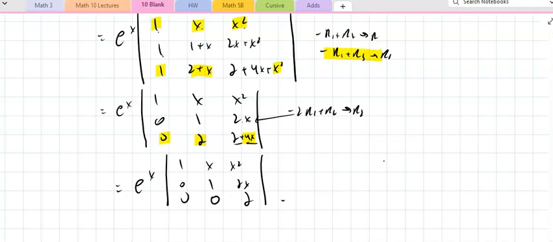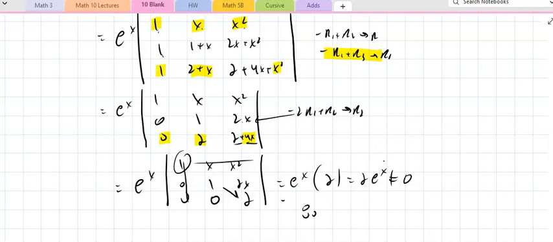There we go. And now if I take this row and column, that is e to the x times 2, which is 2e to the x, and that would never equal 0. And our conclusion is that, therefore, this is a linearly independent set.